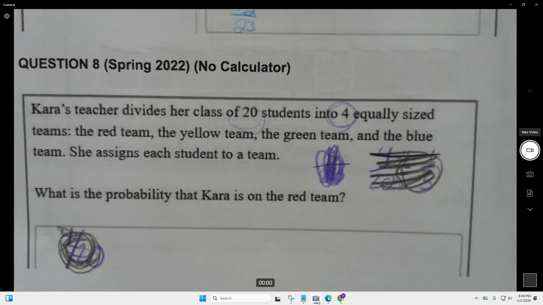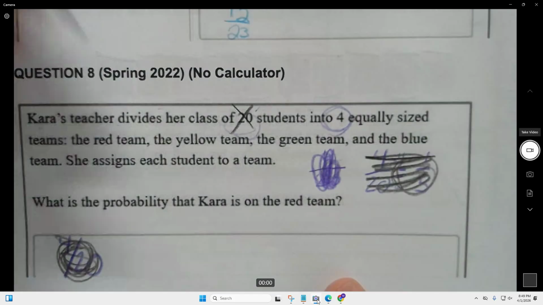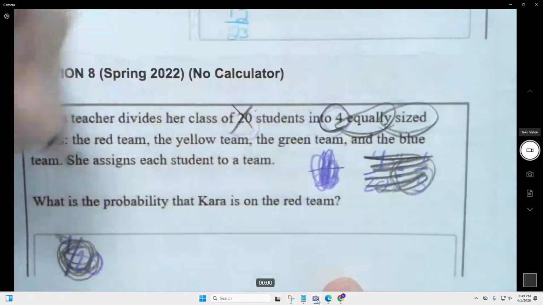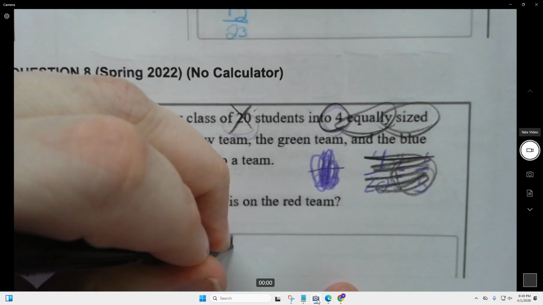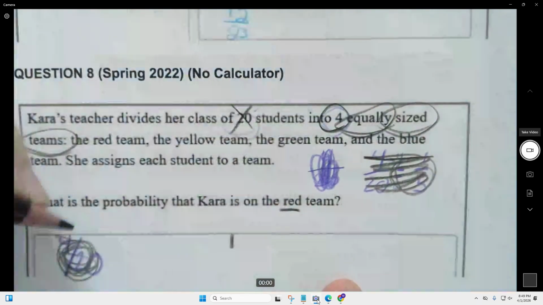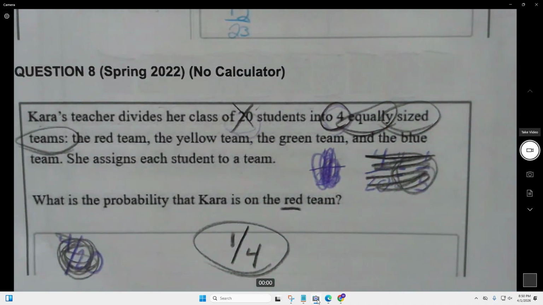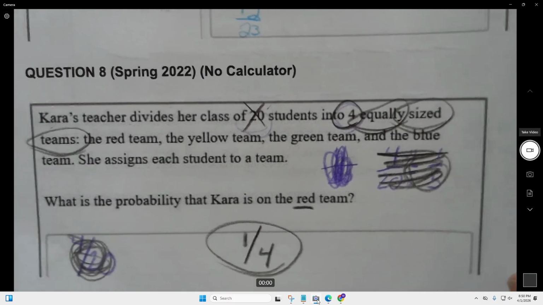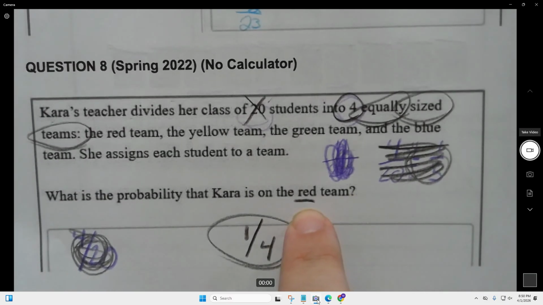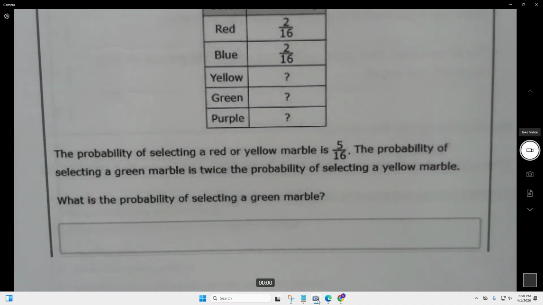So let's go back. We're not unable to make a mistake. Let's go back. Kara's teacher divides her class into 20 students. This is not relevant. Into 4 equally sized teams. What is the probability that she is on the red team? There is 1 good scenario where she's on the red team out of 4 possible teams. 1/4. That's it. Don't overthink it, like I just did. 1 winning scenario where she gets on the red team out of the 4 possible teams. Oh my goodness.